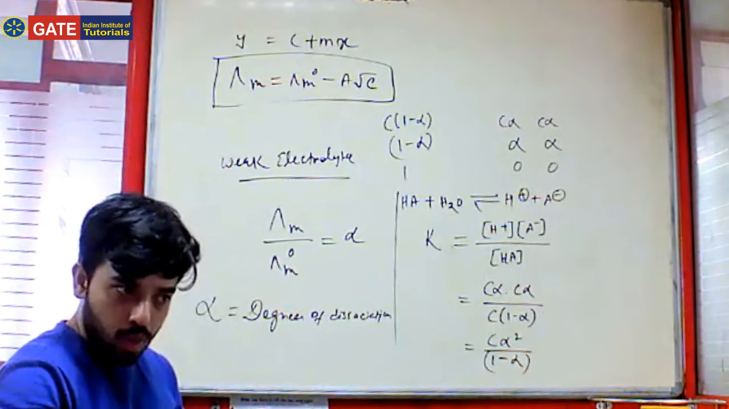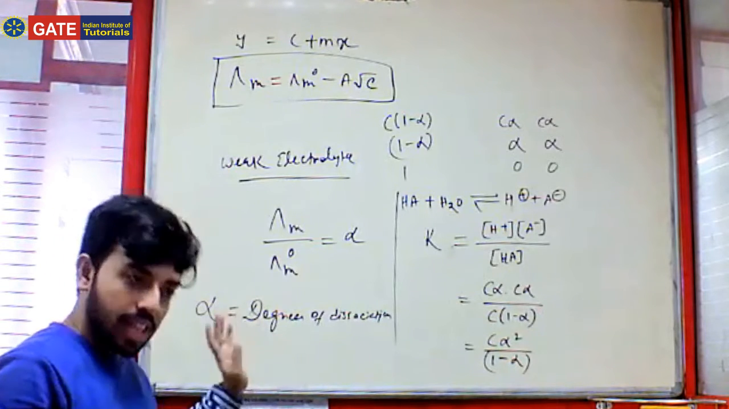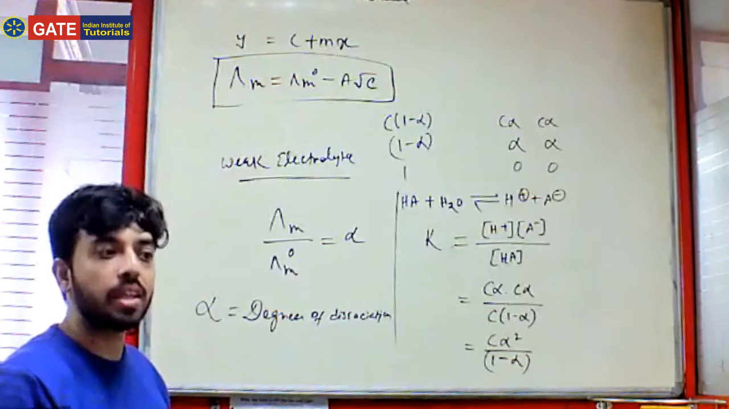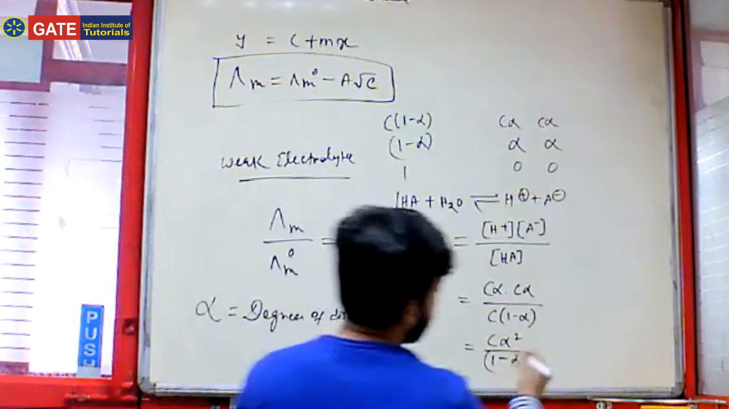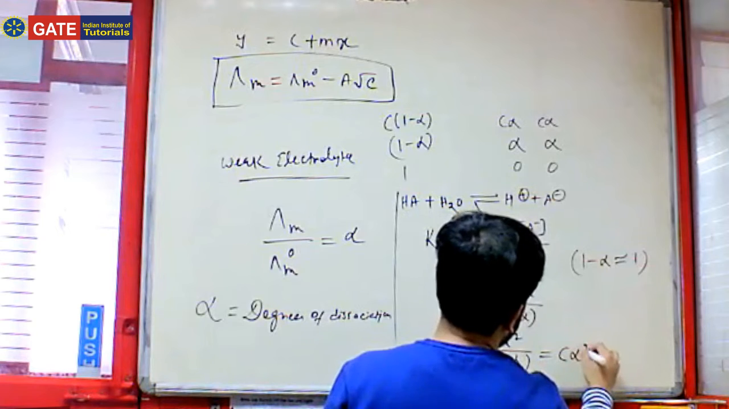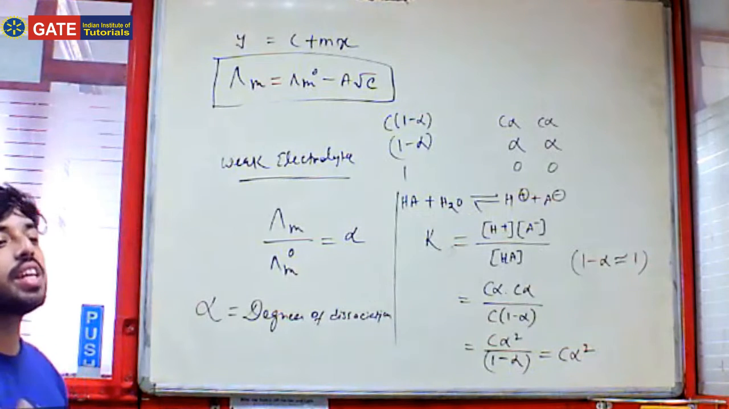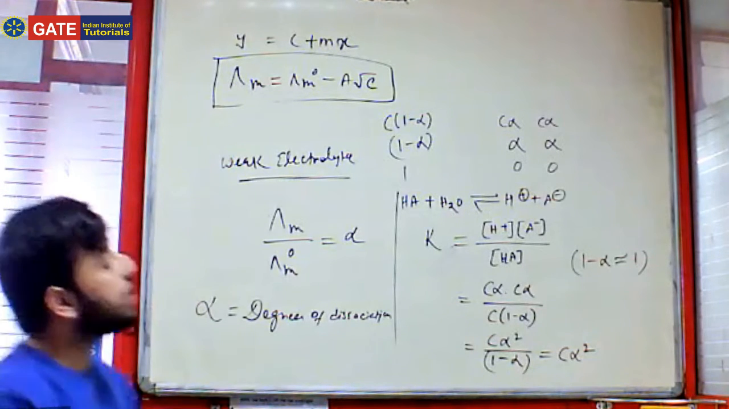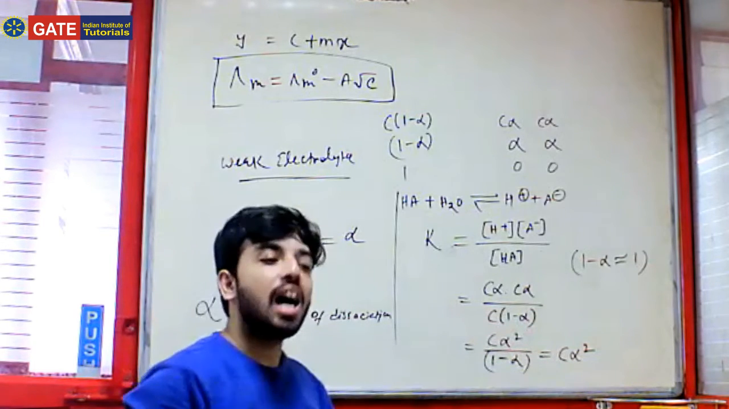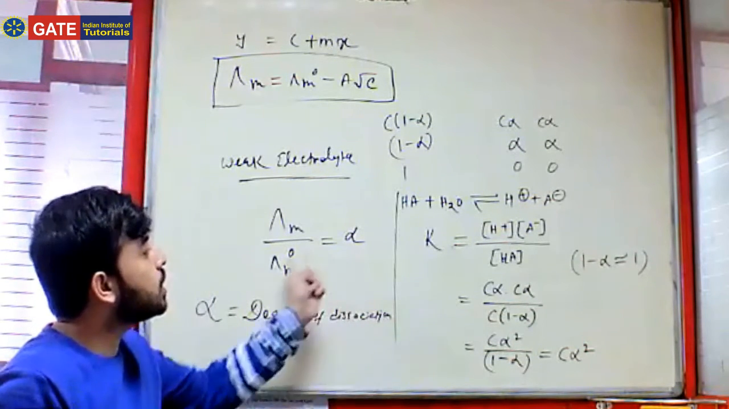Generally, for a weak electrolyte, the degree of dissociation is actually very, very less. For that reason, sometimes 1 minus alpha is nearly equal to 1. It is a mathematical assumption, we always say. Since the degree of dissociation is very, very less for a weak electrolyte, we can think of 1 minus alpha as nearly equal to 1. So this becomes C alpha square. Clear? Understood this?